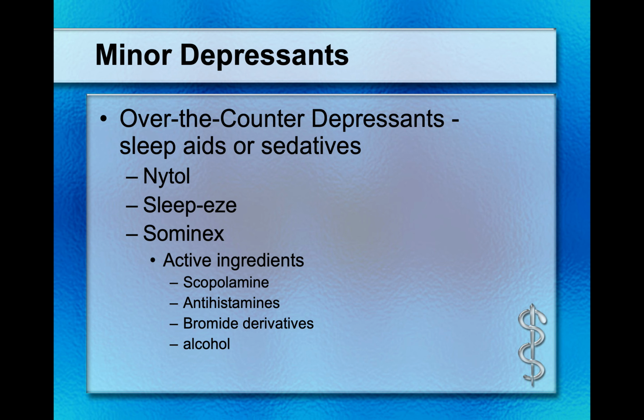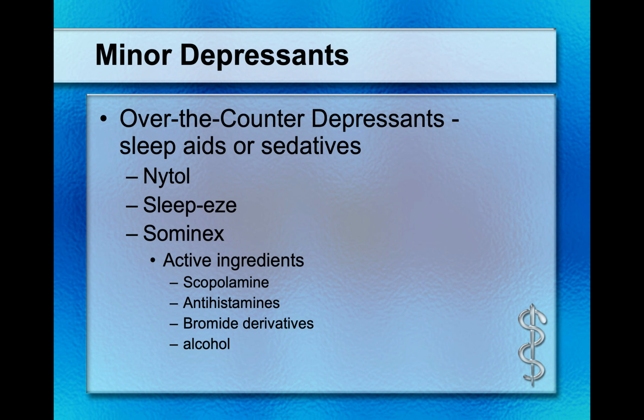Over-the-counter depressants, sleep aids, or sedatives, such as Nytol, Sleepinal, and Sominex. I'm sure you've heard of those. Active ingredients include scopolamine. Scopolamine is the truth serum. So these over-the-counter depressants have truth serum in them, antihistamines, bromide derivatives, and most of them have alcohol in them.